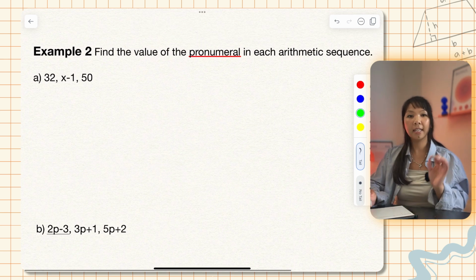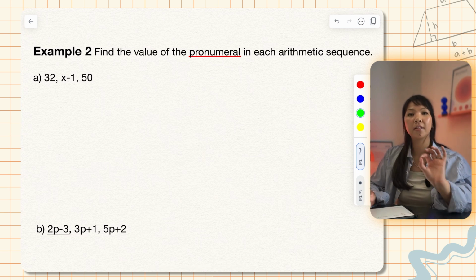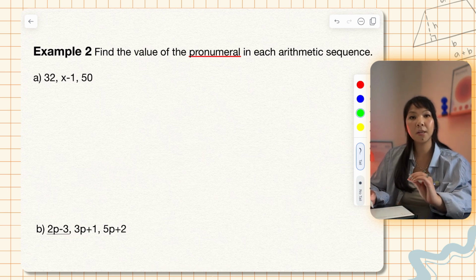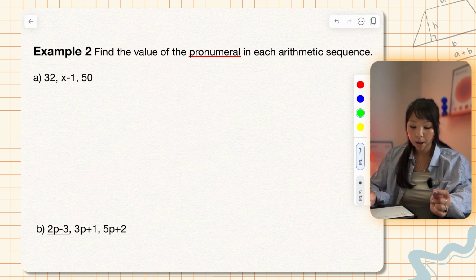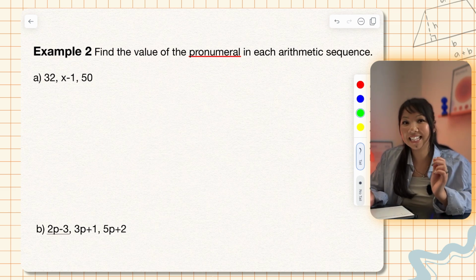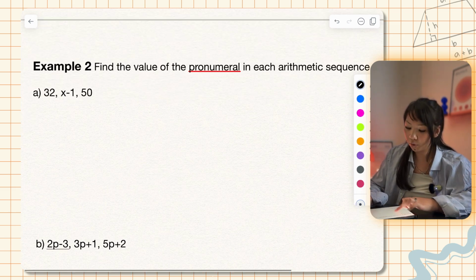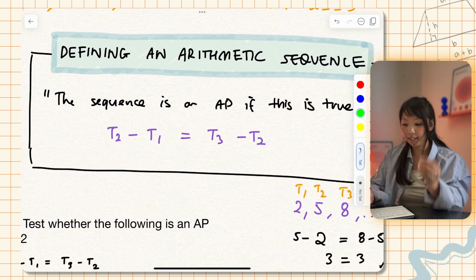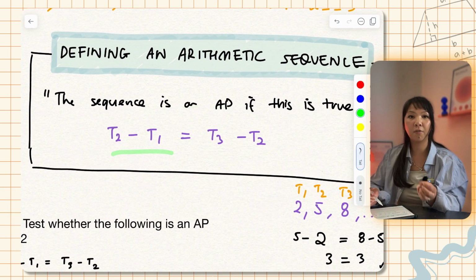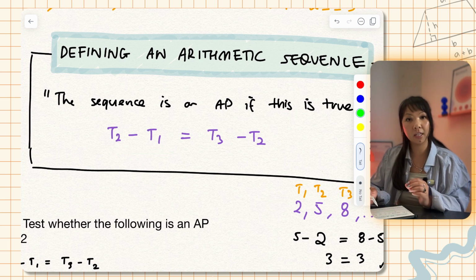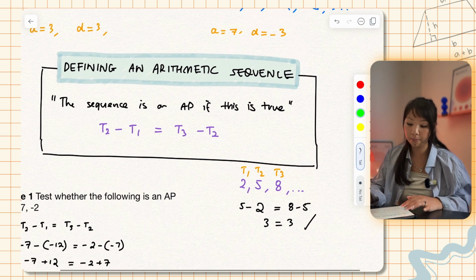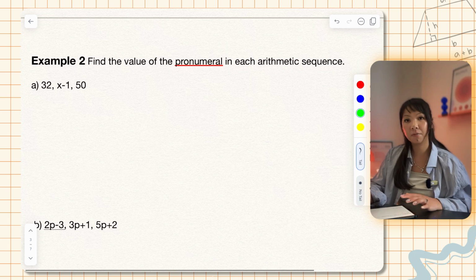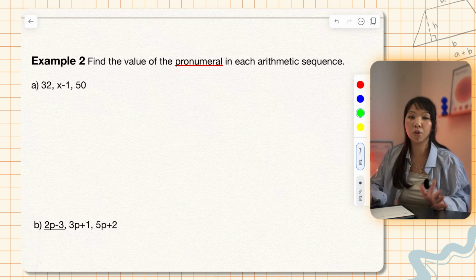So here we're actually going to be applying the same formula, but we're going to be using it to find unknown terms in our sequence. But we know for a fact that it is an AP, so therefore we can say that this is true. We know that it is an AP, so we know that the difference between these terms and the difference between these terms are going to be equal to each other. If they didn't specify that it was an arithmetic sequence, we couldn't assume that.